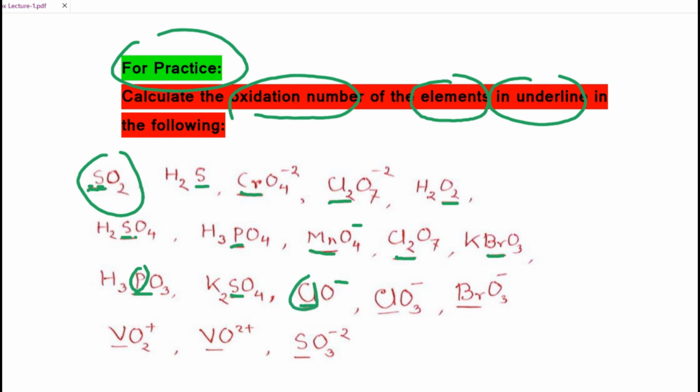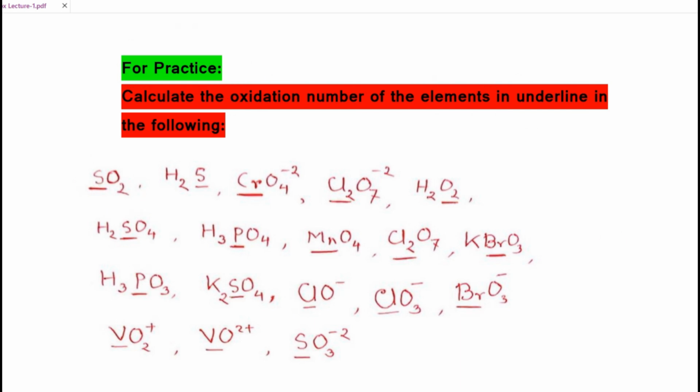Chlorate 5, here chlorine. Bromate, here bromine. BO2 plus, here V, vanadium. BO2 plus, here also V, vanadium. Sulfite ion, you will find out oxidation number of sulfur. You will solve this. You will calculate the oxidation number of the elements that are underlined.